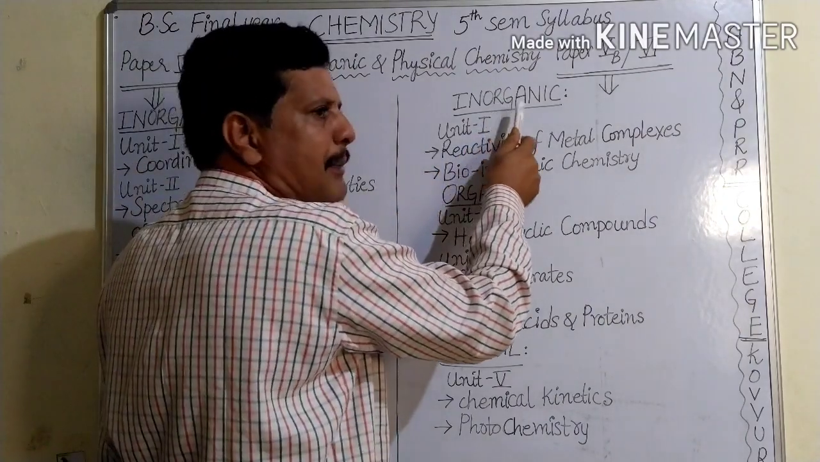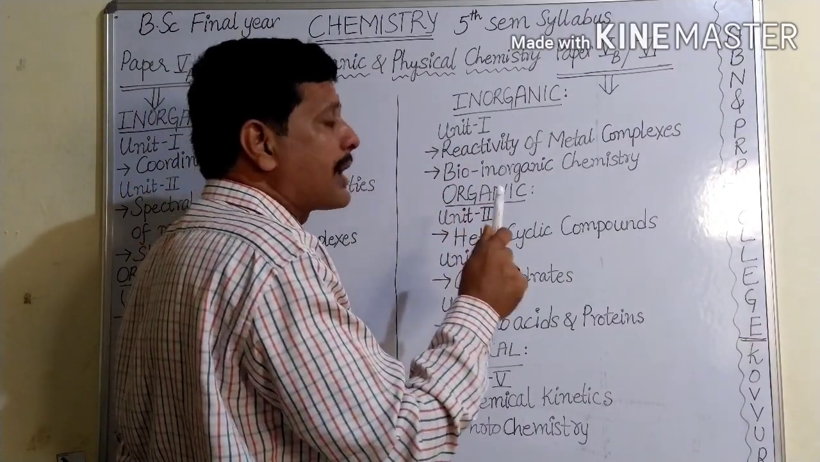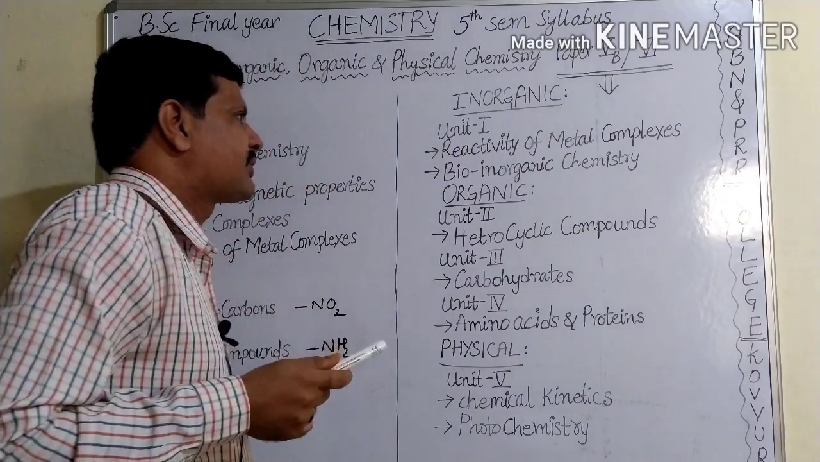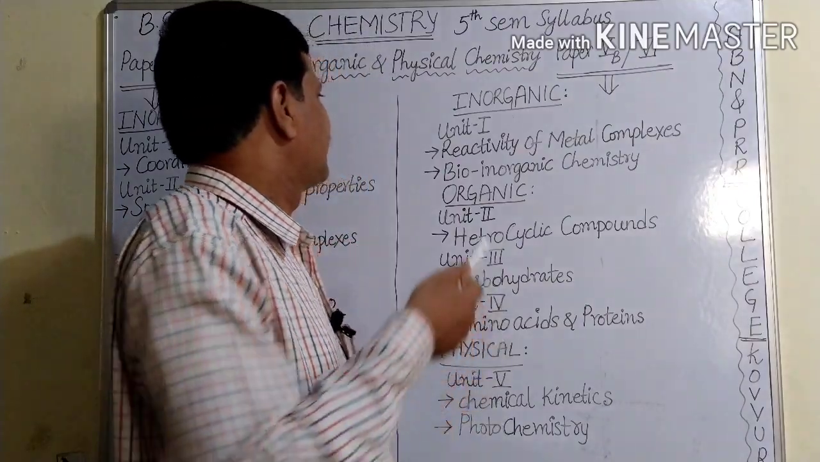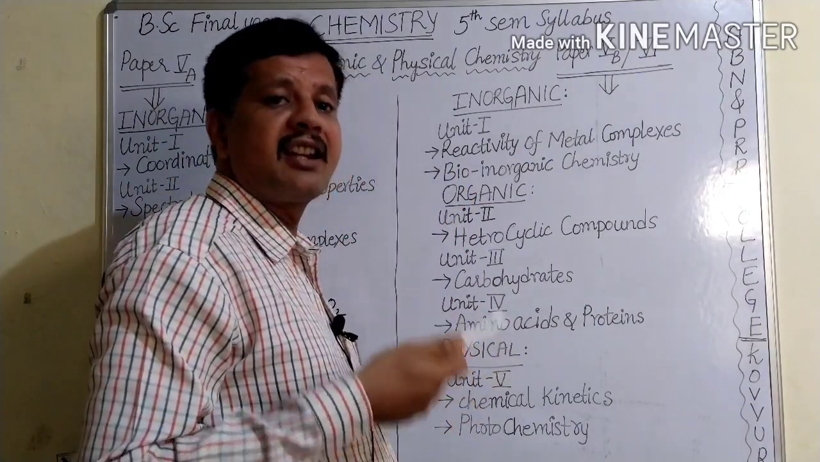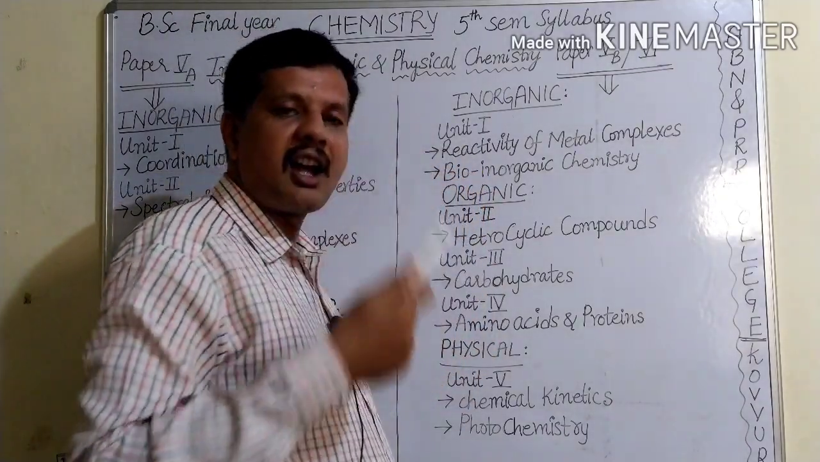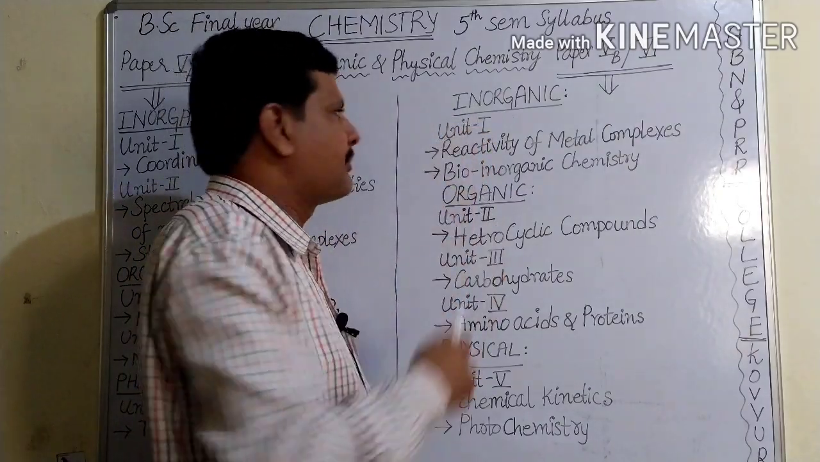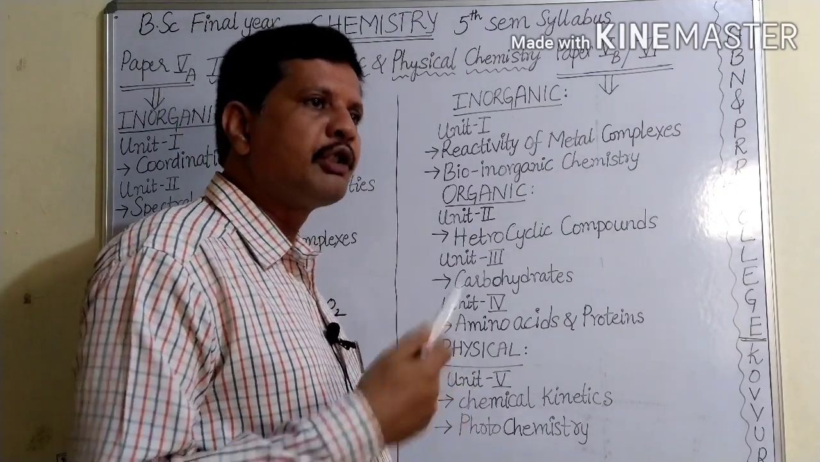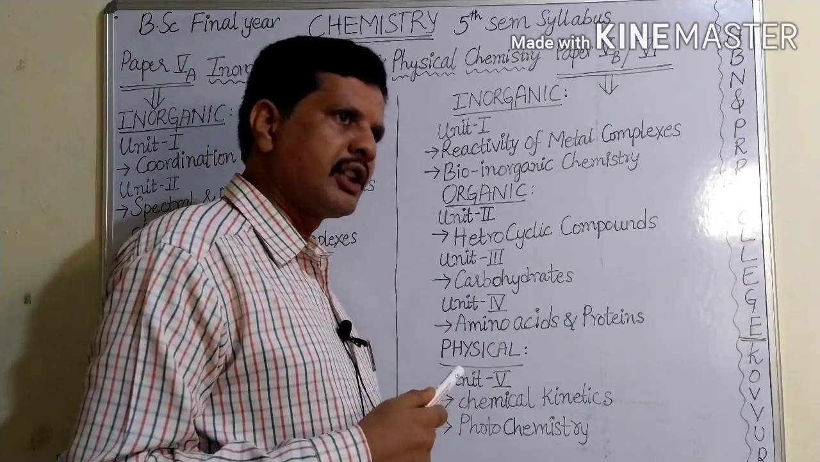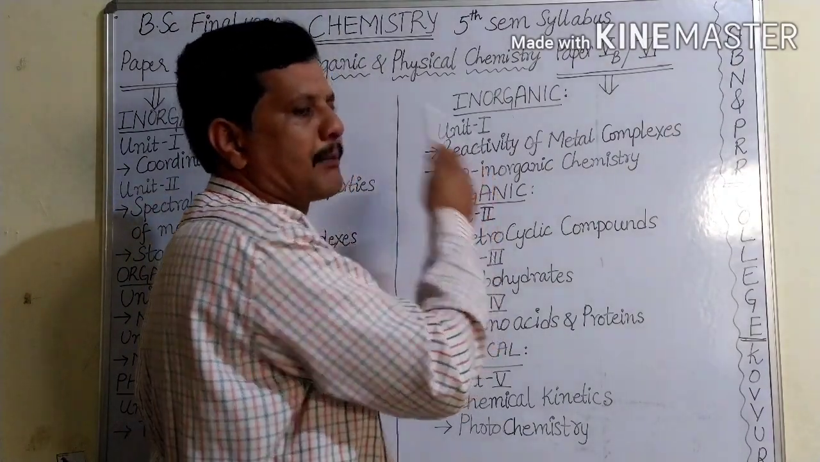Then in this paper 5B, in unit 1, first chapter, we discuss the reactivity of metal complexes. That means we have 2 types of metal complexes, labile and inert metal complexes. Then SN1, SN2 ligand substitution reactions. Not only in organic chemistry, in inorganic chemistry also, metal complexes are involved in SN1, SN2 reactions. Substitution nucleophilic unimolecular reactions, substitution nucleophilic bimolecular reactions, especially in square planar complexes.